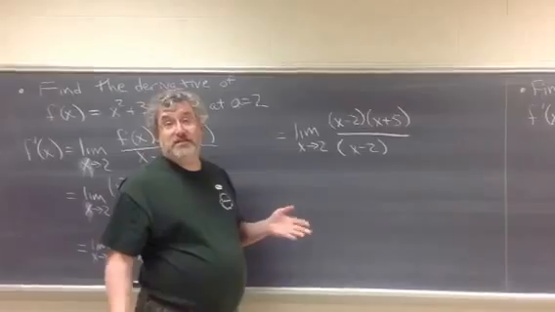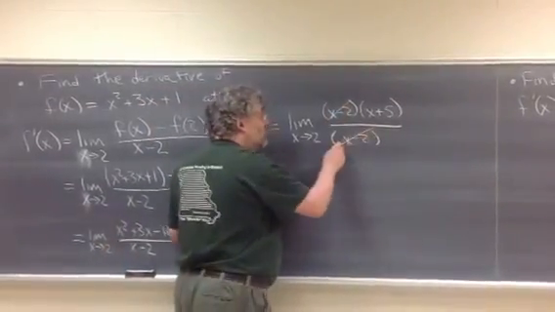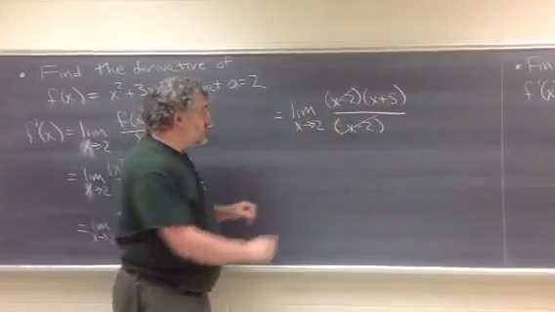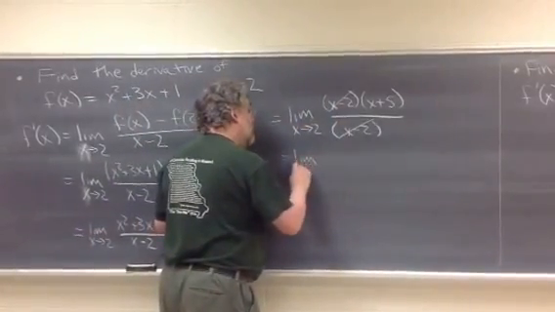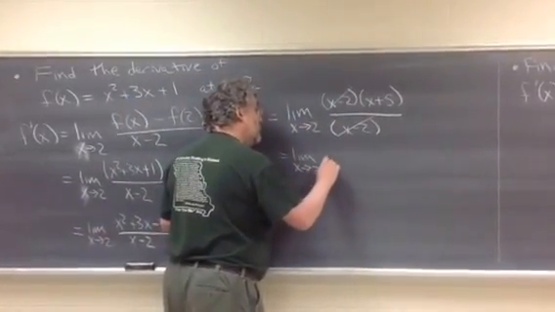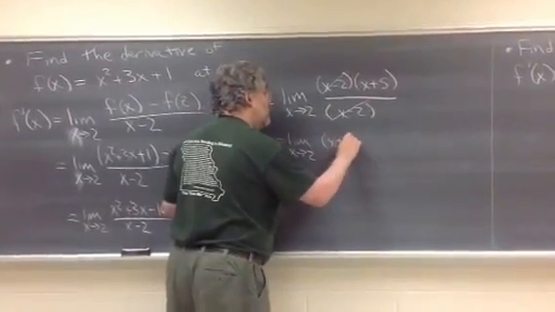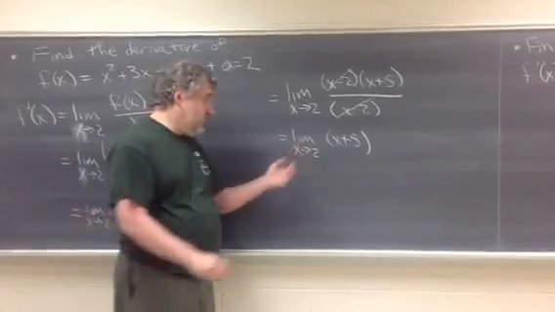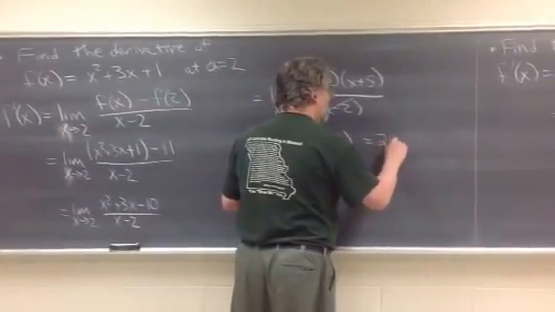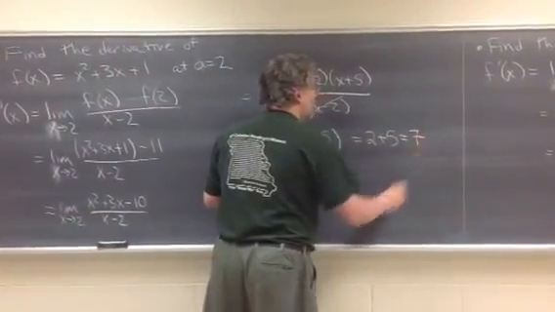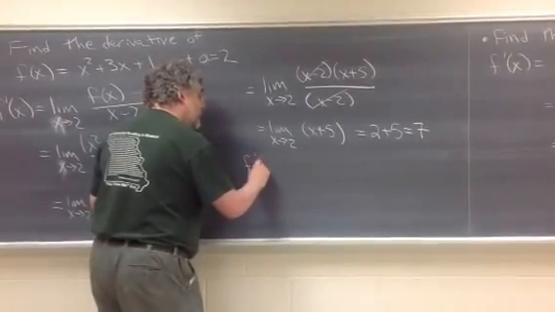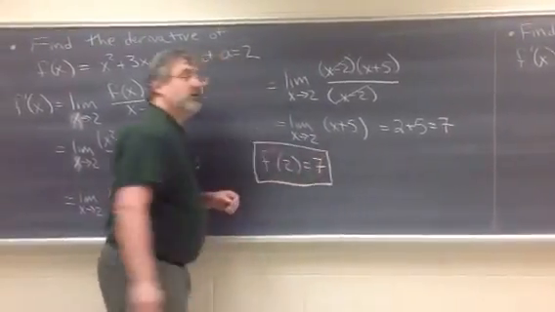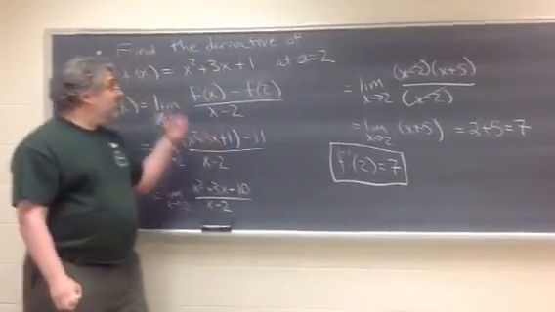What do you do next with limits? You can cancel. Why can you cancel? Because x is getting close to 2. It's not 2. Then if you cancel those, we get the limit as x goes to 2 of x plus 5. And now that's continuous, so we can just put 2 in there. If we put the 2 in there, we get 7. So we have that f prime of 2 is 7. And there you have it. That's how you do it.